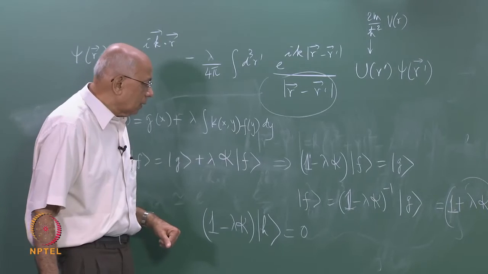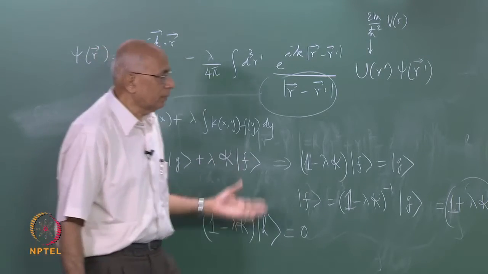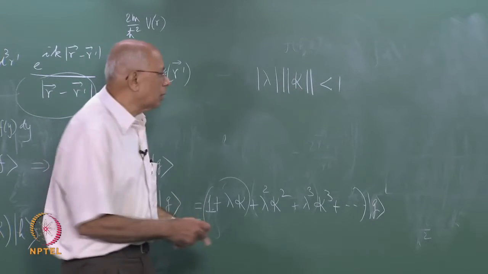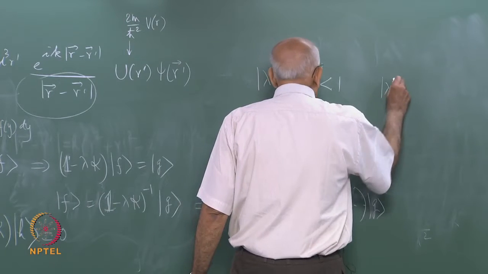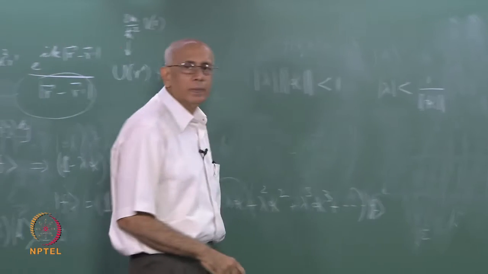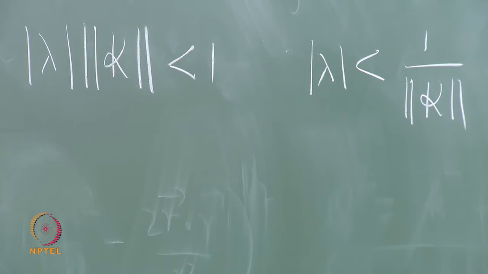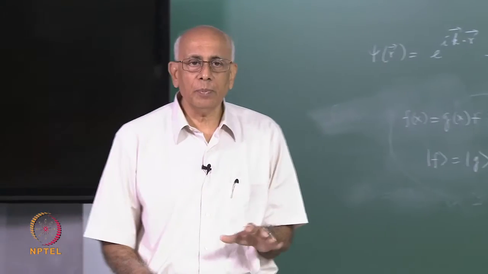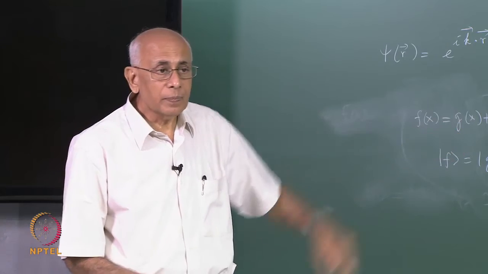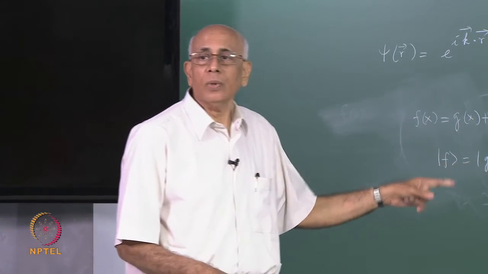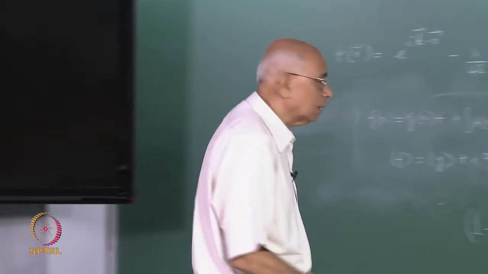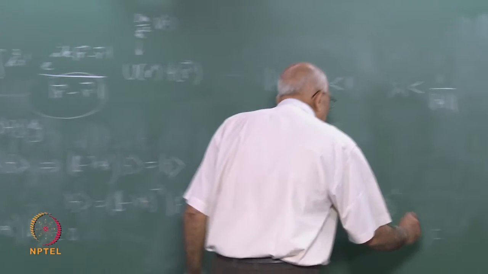So the assumption is that you are in a lambda such that this condition is satisfied, which also implies, by the way, that mod lambda is less than 1 over the norm of this operator k. Therefore, in a sufficiently small circle in the lambda plane about the origin, determined by the magnitude of this norm, this series is expected to converge and provide a solution for this inhomogeneous equation. This thing here is called the Neumann series.